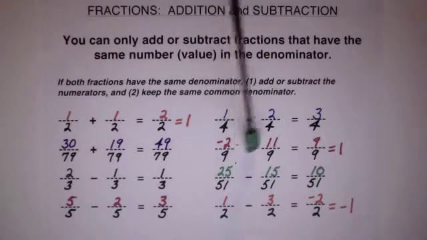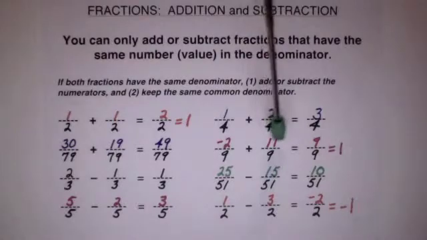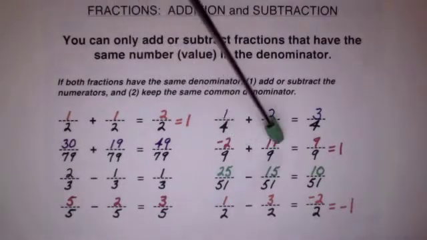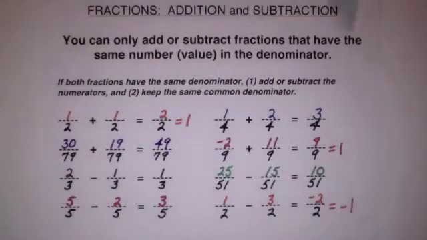-2 plus 11 is 9. We have a positive number here and a negative number here. We find the difference and keep the sign of the larger number. So -2 plus 11 is a positive 9. 9 over 9, anything over itself, equals 1.